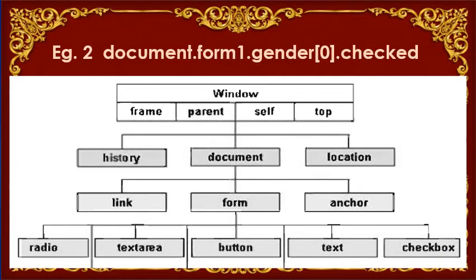Second example, document.form1.gender0.checked. Here document is an object. Below that, the form object, that is, the name of the form is form1. Below that, the radio button field type, that is, dot gender0, dot checked. It refers to whether gender0 is checked, that is, selected or not.